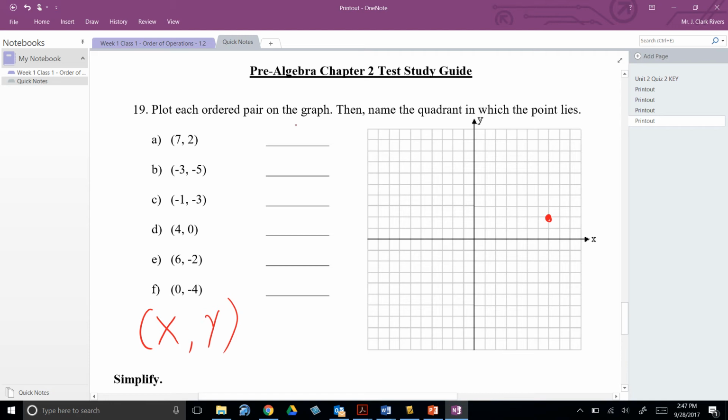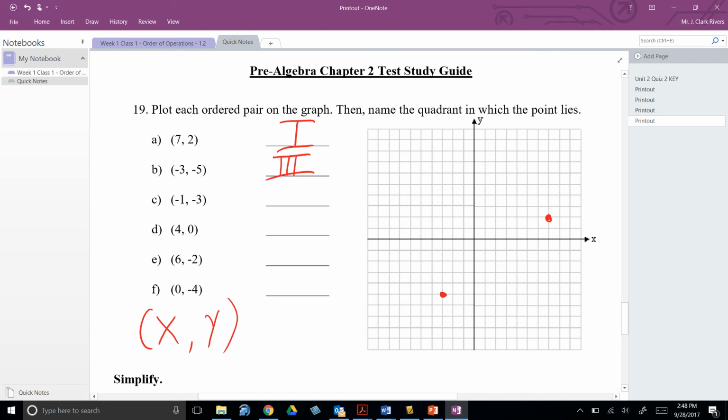It says plot each ordered pair on the graph, then name the quadrant in which the point lies. That's quadrant 1. How about negative 3, negative 5? So negative 3 in the x direction, that's moving left and right. I'm moving left 3. 1, 2, 3. I'm moving down 5. 1, 2, 3, 4, 5. Right there. This is quadrant 1, 2, and 3. So that's quadrant 3 right there. Quadrant 3.